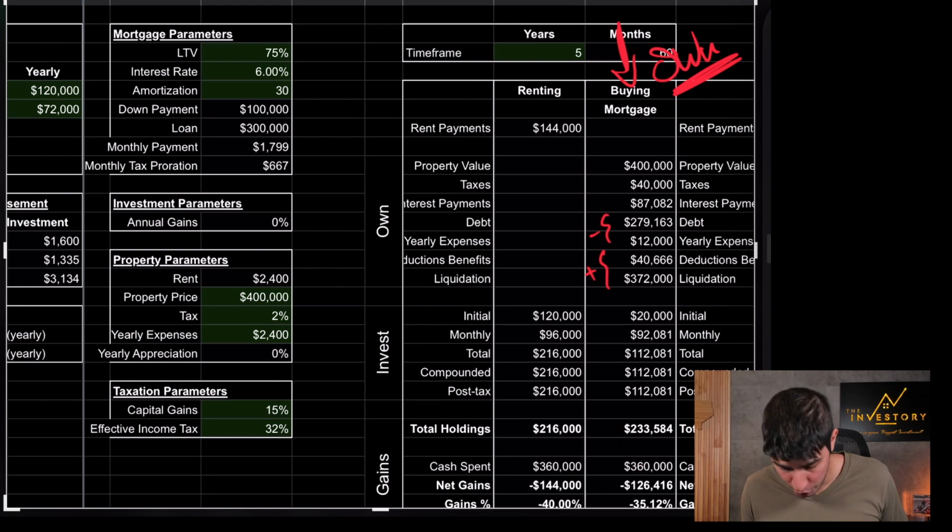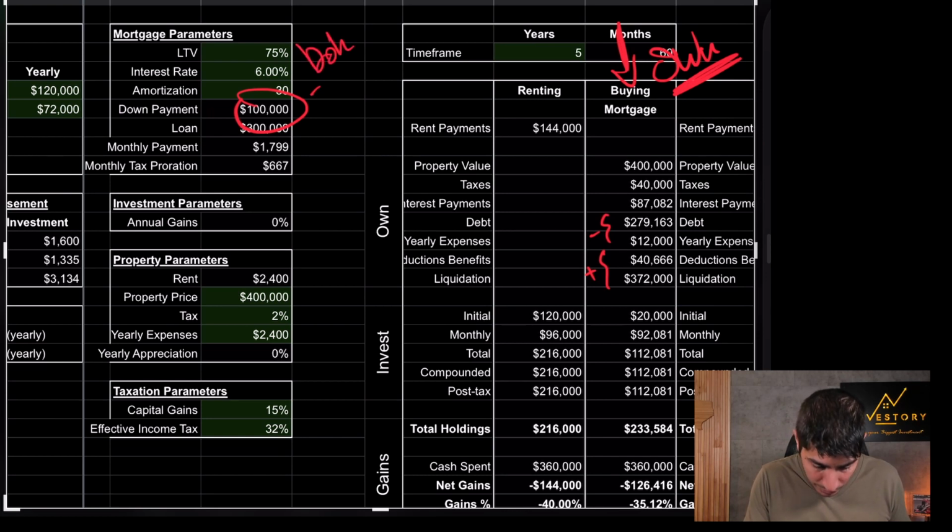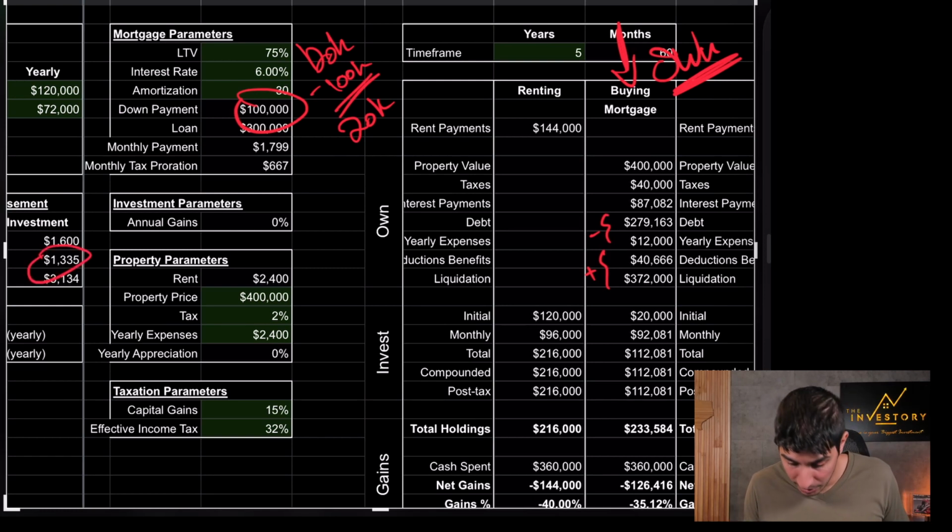The other portion, and I'm not going to go over it completely, is this portion. I'm not going to go over it because it's the same thing as before. I put 100 grand, and I had 120. So 120 minus 100, how much is it? You know it, 20 grand. This is the money here. Monthly contribution, 92, because this is the money that we had after we paid the mortgage. And we didn't have any capital gains here, so it's all the same.